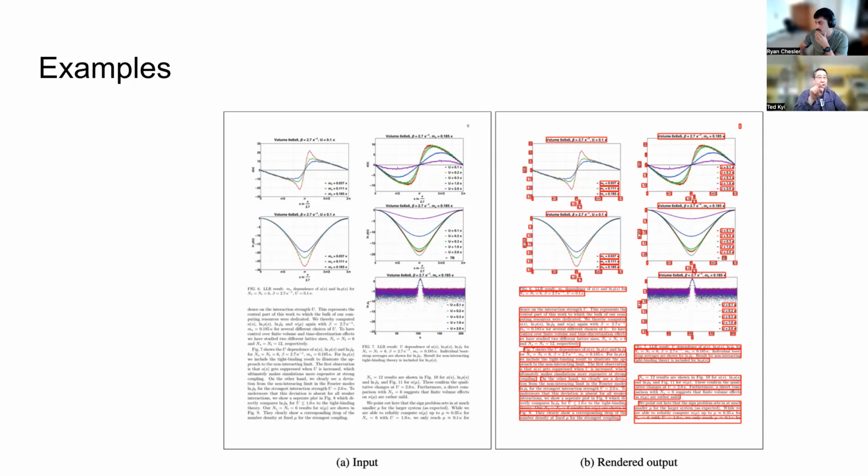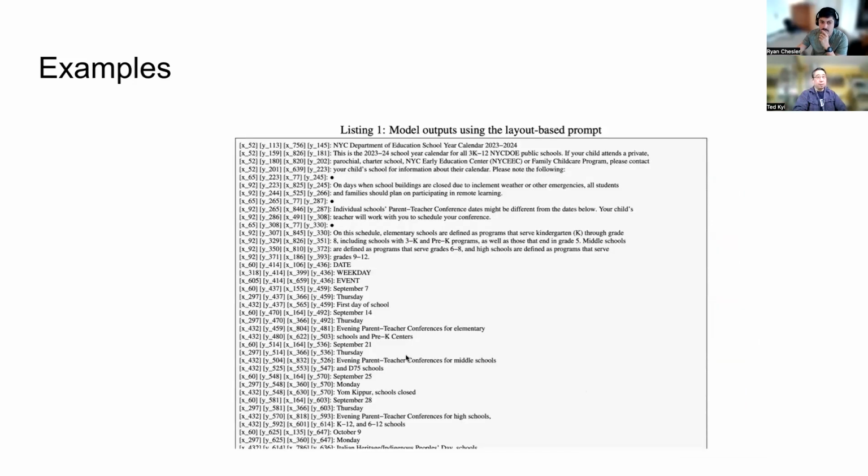But the model did not output what we see. The model just output text that has XY coordinates and the text contents of the boxes. This is what the model actually output. That's just that overlaid on the original image.